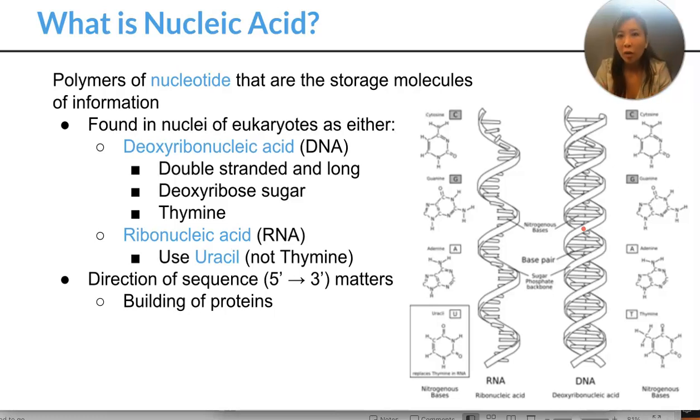We also mentioned it's long. Your whole chromosome 1, all the information on chromosome 1, is going to be in that DNA strand. Whereas RNA is just going to be a section that you want to copy of it.